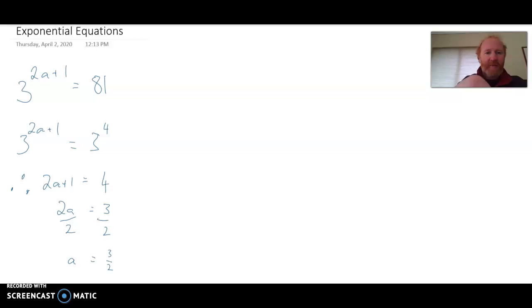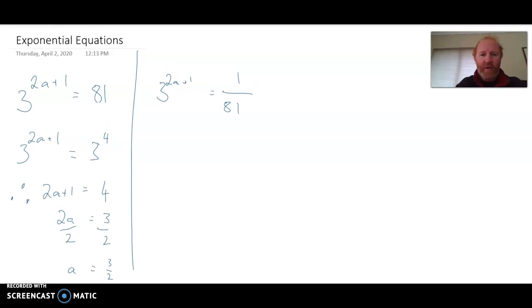Now, if that exact same question were in a slightly different form, well, not exactly the same question, if I had something like 3 to the 2a plus 1 is equal to 1 over 81, then I'd take that question and rearrange it in a similar manner. I'd start by getting rid of the fraction first by saying 81 to the minus 1.